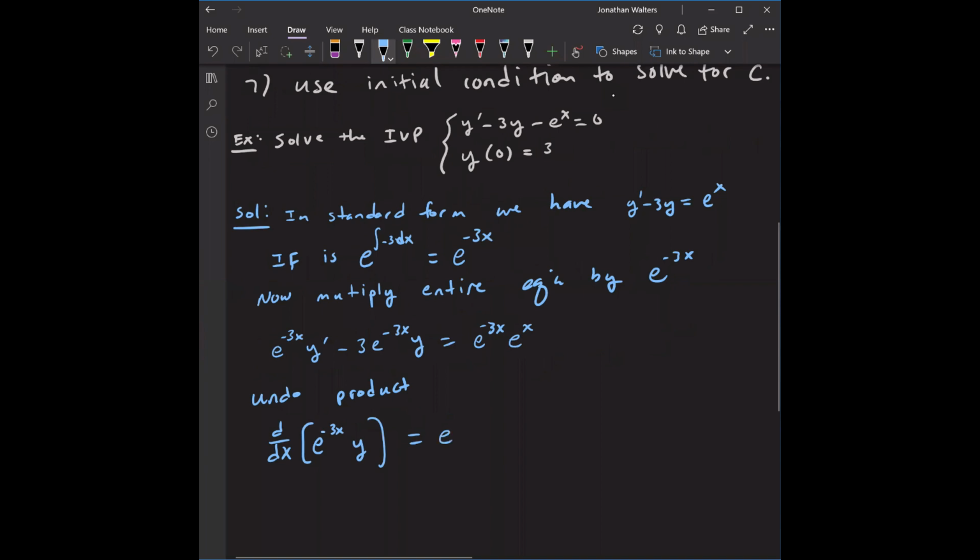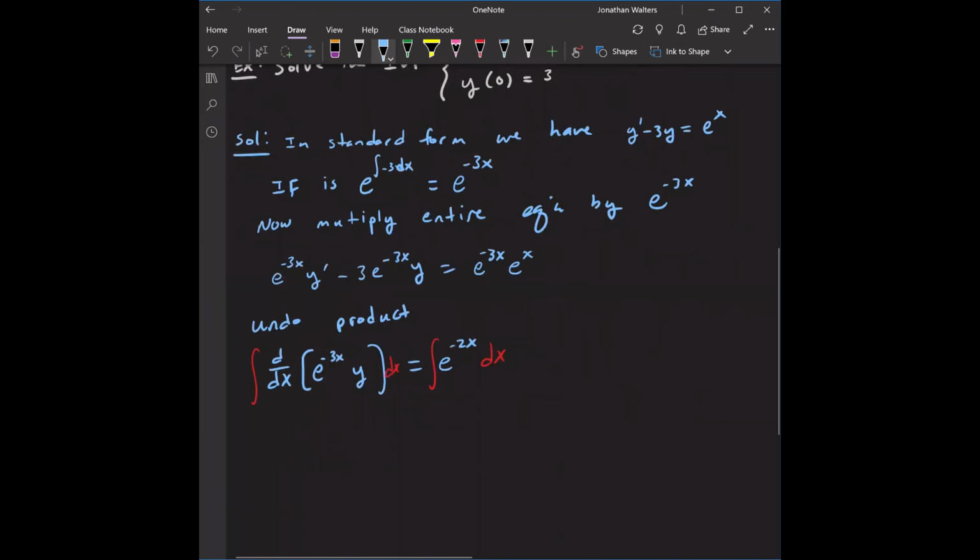On the right, we add those exponents together and get e to the negative 2x. So we undo the product rule on the left. Now we're going to integrate both sides with respect to x. On the left, integral and derivative cancel. That's just e to the negative 3x times y equals negative 1/2 e to the negative 2x plus c.